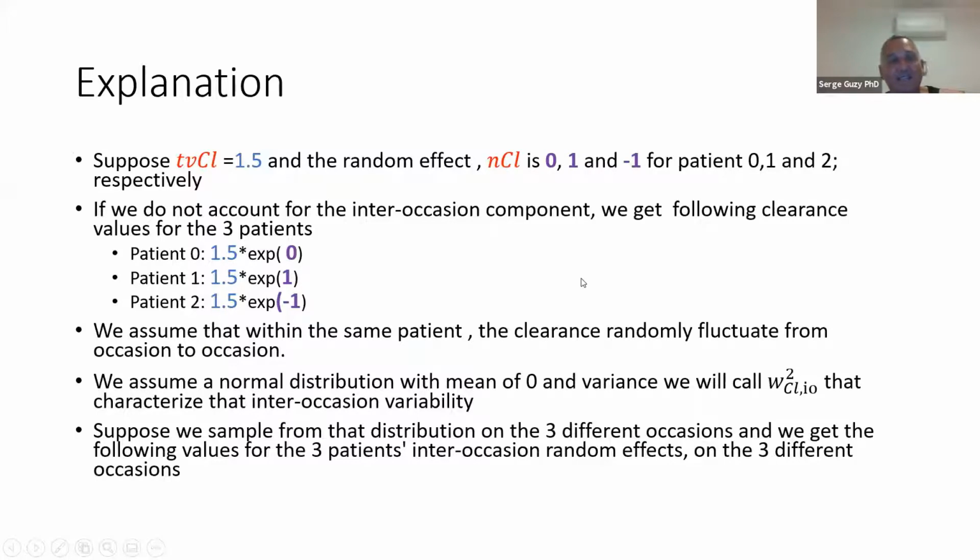And here again, I explain exactly what I told you. Suppose that TVCL is equal to 1.5, then the random effect NCL is 0, 1, and minus 1 for patients 0, 1, and 2. Then if we do not account for the inter-occasion component, we get the following clearance.